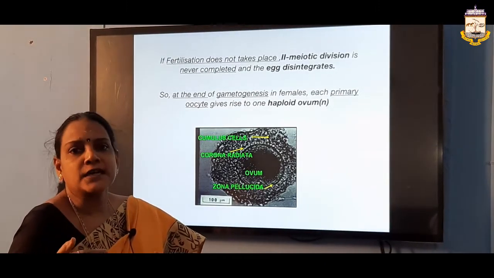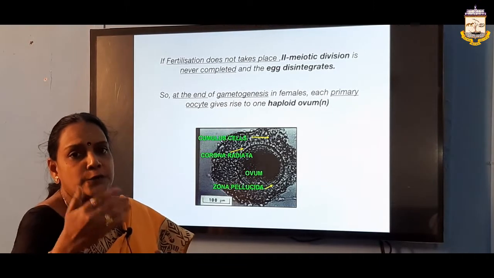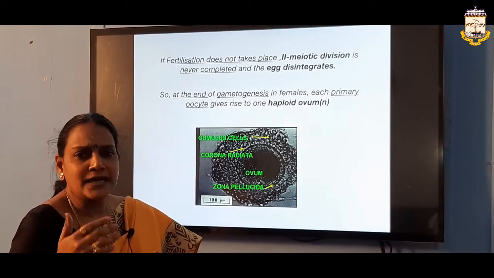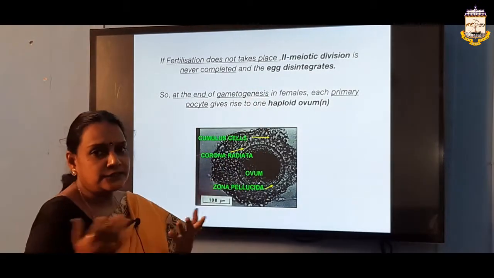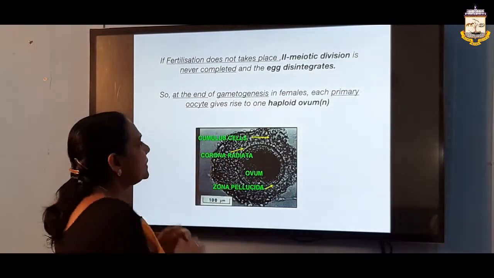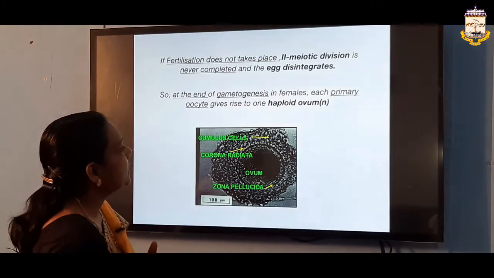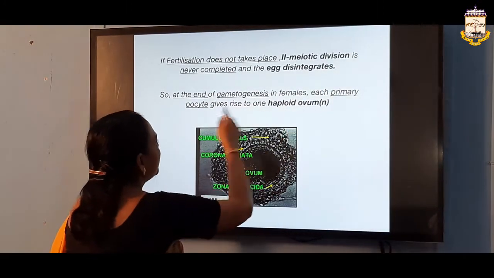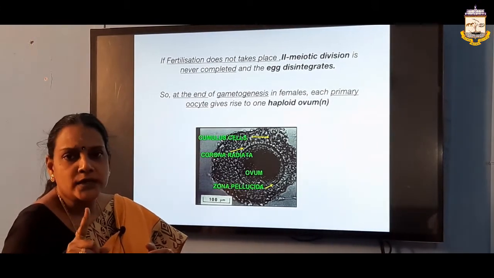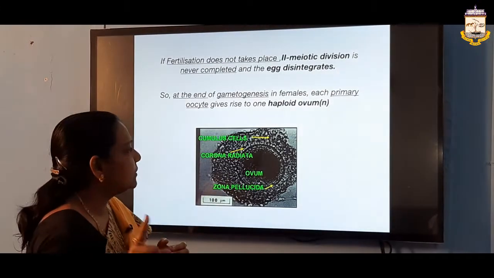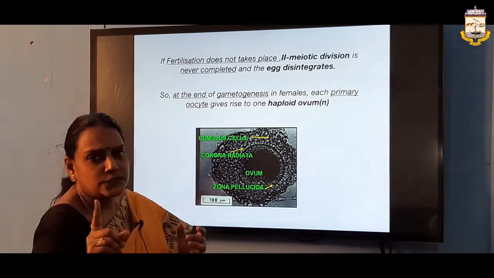If fertilization occurs, this goes on to the production of a zygote. Otherwise, it remains as such, and the egg disintegrates if not fertilized. So at the end of gametogenesis in females, the primary oocyte gives rise to only one haploid ovum. Only one haploid ovum is produced at the end of the gametogenesis, that is the oogenesis.